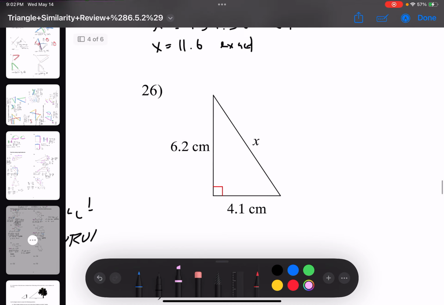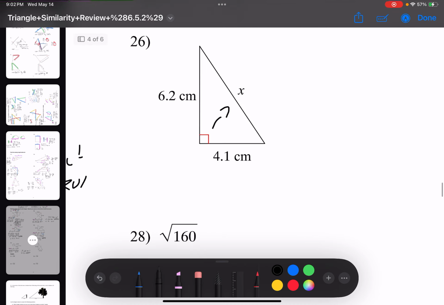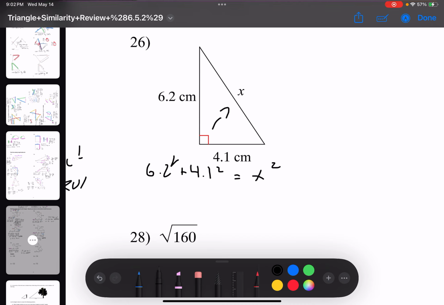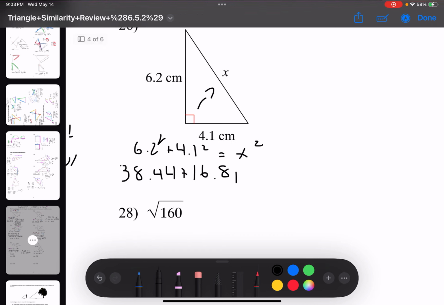Anyways, so let's find our c. Our c is our x. Let's go. 6.2 squared plus 4.1 squared. 6.2 squared. Oh, so that's equal to x squared. So that's 38.44 plus, now do 4.1 squared, which is 16.81.